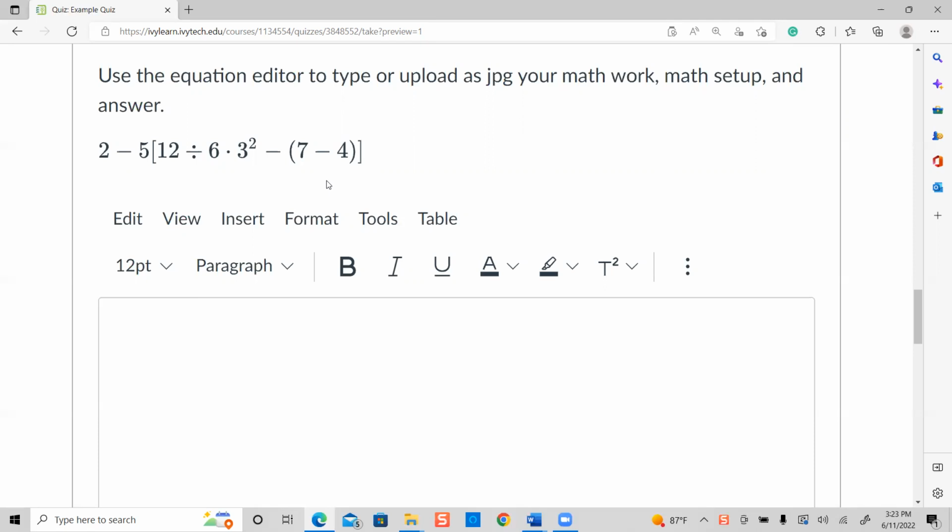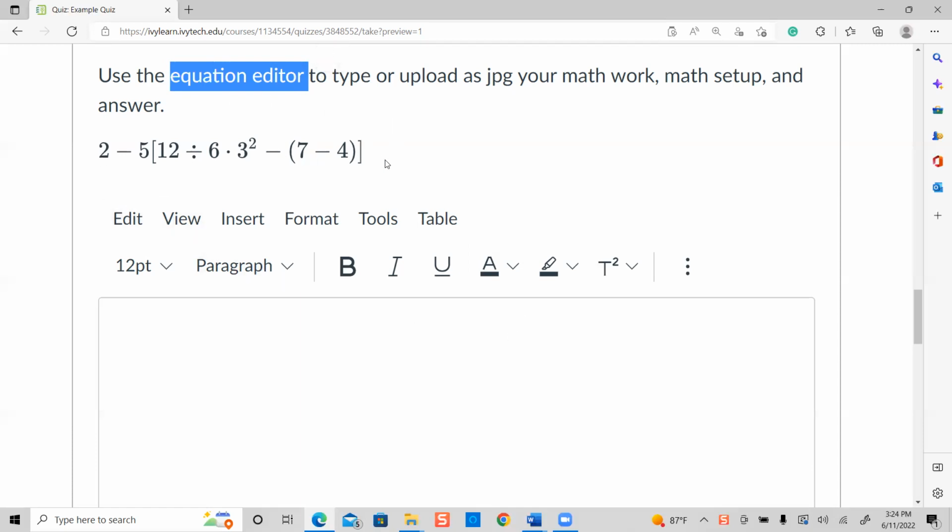The math work is actually when we start doing the math, the adding, subtracting, multiplying, dividing, distributing, derivatives, whatever it may be that the question requires. And since it says to use an equation editor, we're going to type your work or you can upload it. Well, let's do the equation editor first.